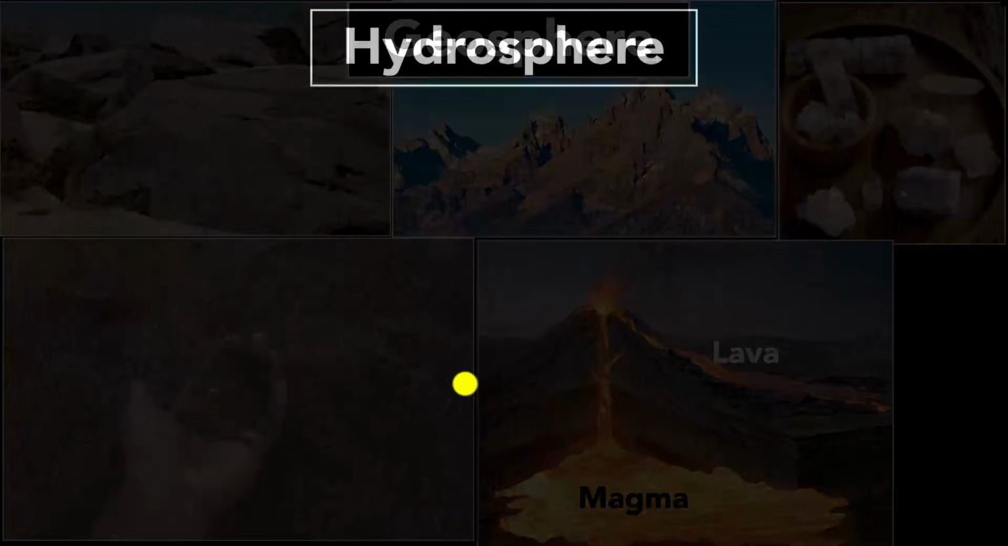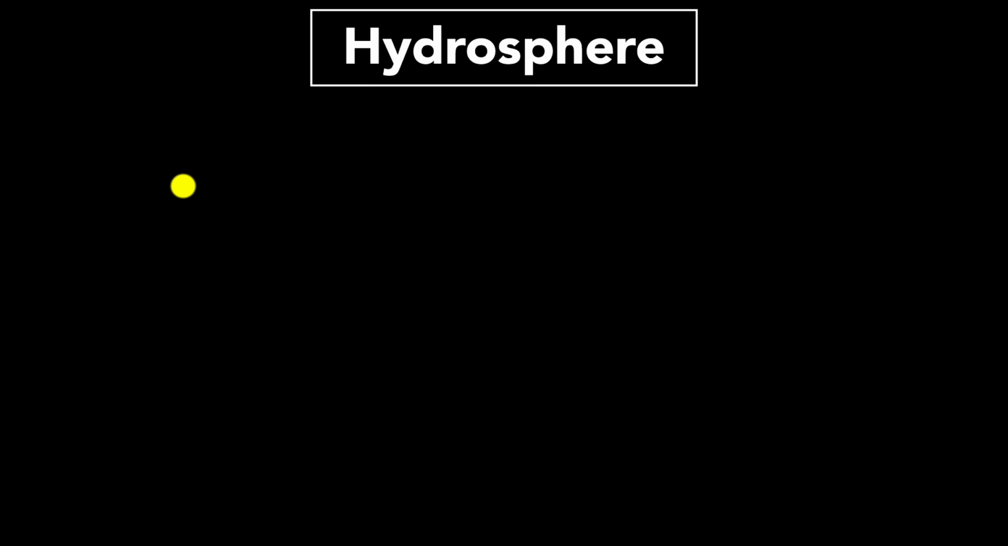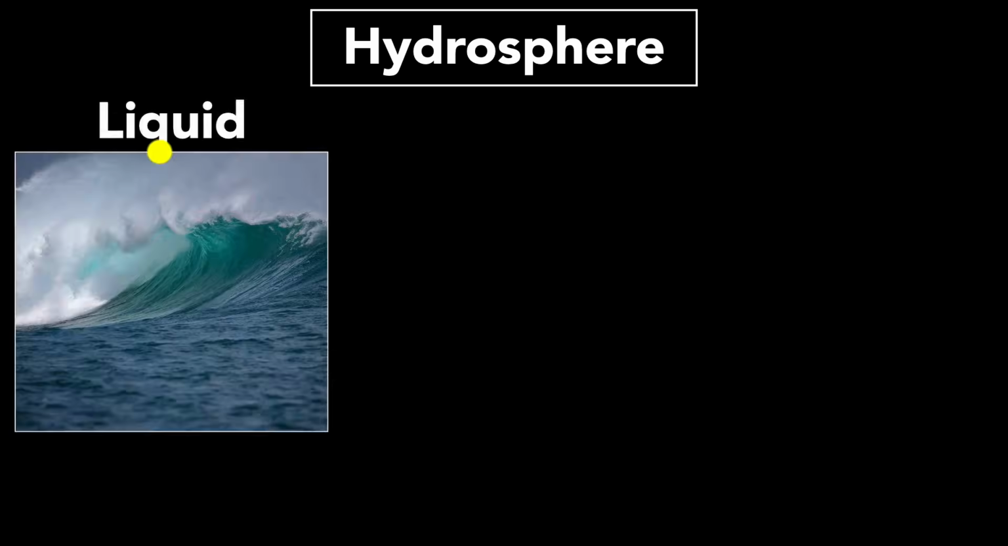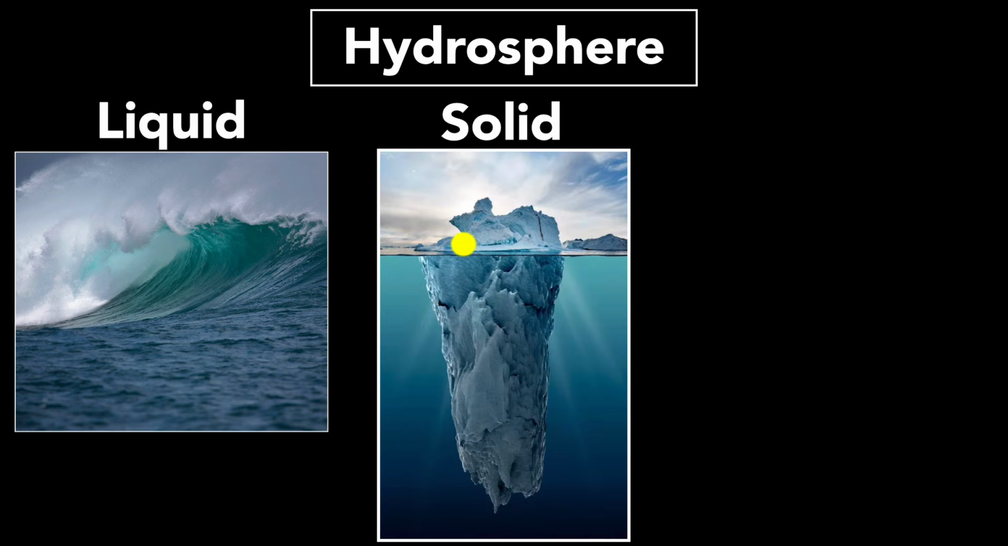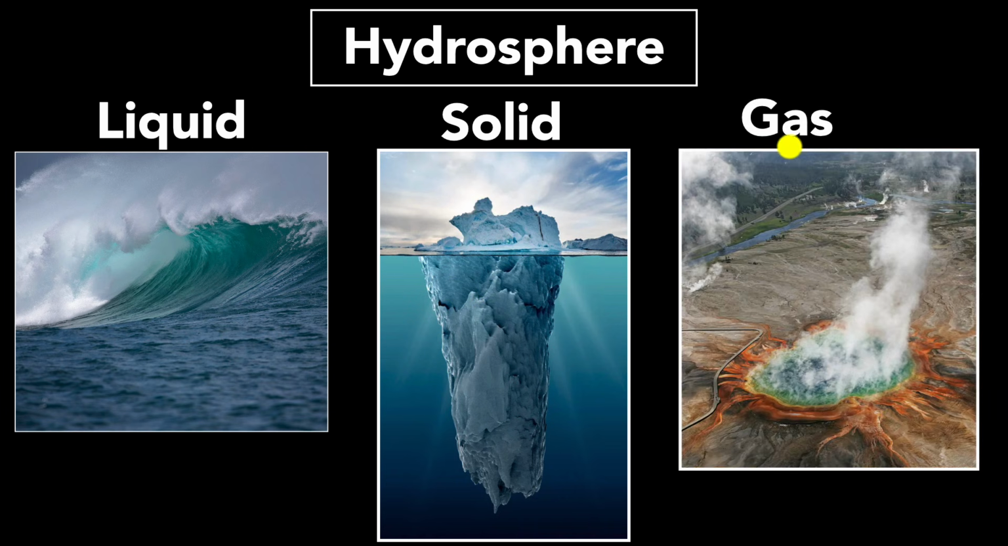Okay, next up, the hydrosphere. This includes all the water on Earth. And I'm talking about all forms of water. We have liquid water, which is found in rivers and lakes and oceans and even underground water for that matter. Then we have solid water, which you find in icebergs or glaciers or even ice cubes in your refrigerator. And we also have water in the gas form, like water vapor, which is also present in air.